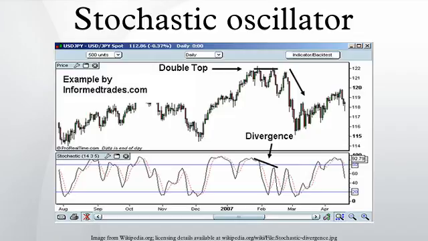References. External links: example of a trading system using stochastic oscillator, stochastic oscillator at Investopedia, stochastic oscillator at stockcharts.com, fast stochastic versus slow stochastic at Diffen.